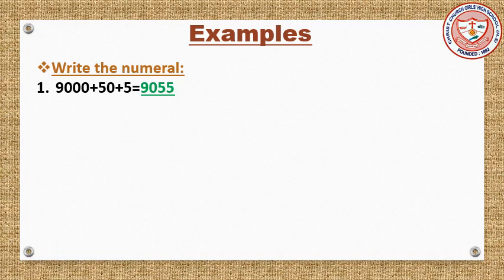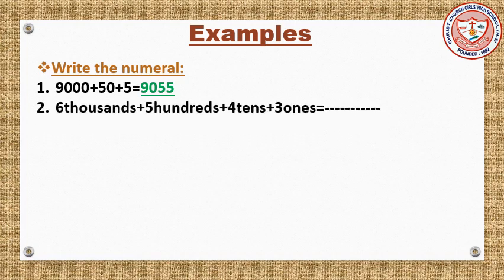Next, number 2, 6 thousands plus 5 hundreds plus 4 tens plus 3 ones. What will be the answer, girls? Correct. The answer is 6543.